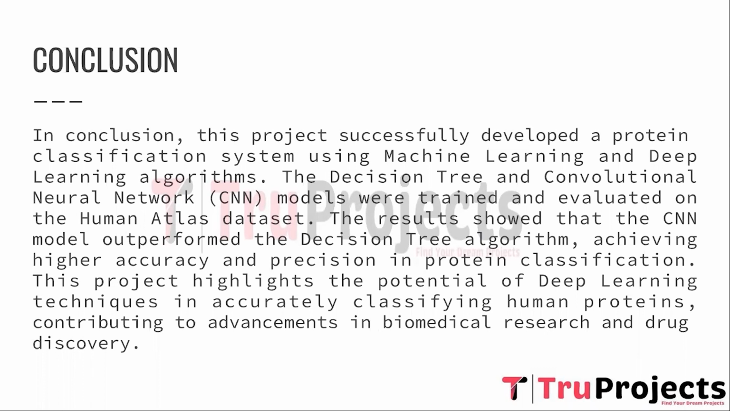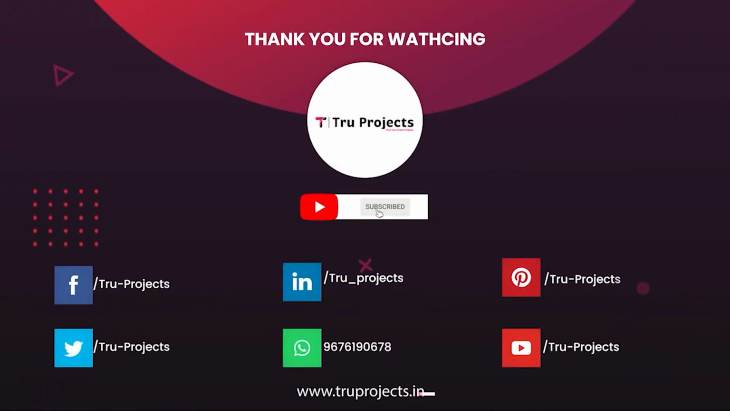The decision tree and convolutional neural network models were trained and evaluated on the Human Atlas dataset. The results showed that the CNN model outperformed the decision tree algorithm, achieving higher accuracy and precision in protein classification. This project highlights the potential of deep learning techniques in accurately classifying the human proteins, contributing to advancement in biomedical research and drug discovery.